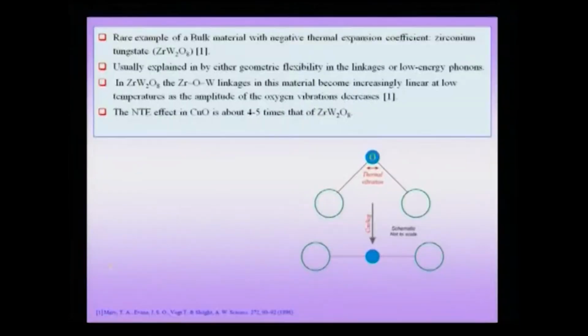Now, this is not true, of course, that it is only nanoparticles where you see negative thermal expansion. There are some rare examples of bulk materials also, which actually show a negative thermal expansion coefficient, and one such example is ZrW2O8, which is called zirconium tungstate, and here the geometric flexibility in the linkages is supposed to be the underlying mechanism which is giving rise to this kind of negative thermal expansion coefficient. In the ZrW2O8 structure, the Zr-O-W linkages become increasingly linear at low temperatures, and this is happening as the amplitude of the oxygen vibration decreases.